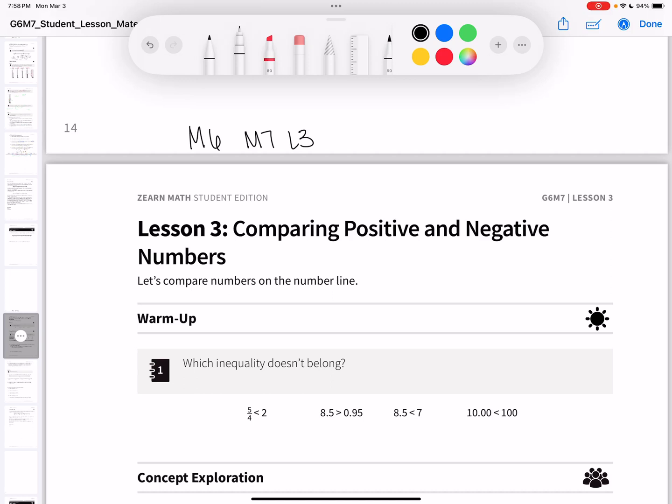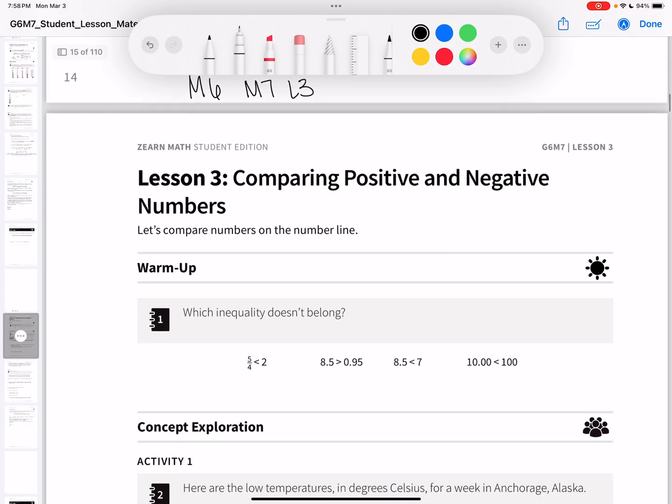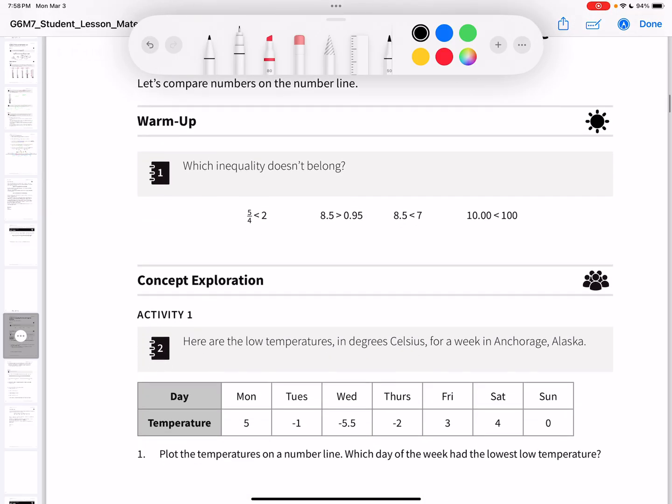Today we're doing Math 6, Mission 7, Lesson 3, comparing positive and negative numbers. All right, for your warm-up today, you're talking about which inequality doesn't belong. Now there's a lot of reasons that these inequalities don't belong. You're gonna talk through this and just try and come up with some ideas on your own. But we do need to talk about the difference between an inequality and an equation.